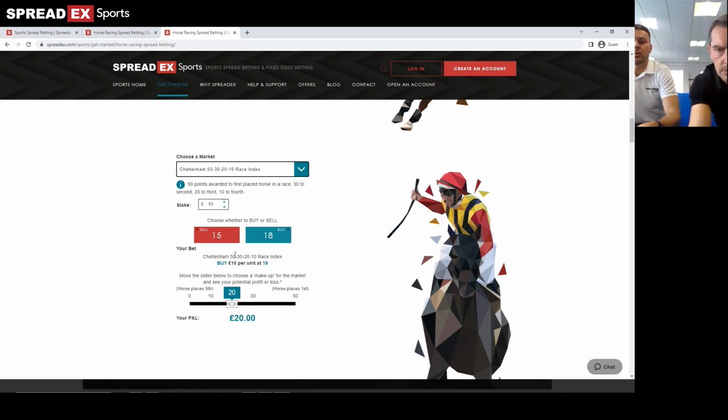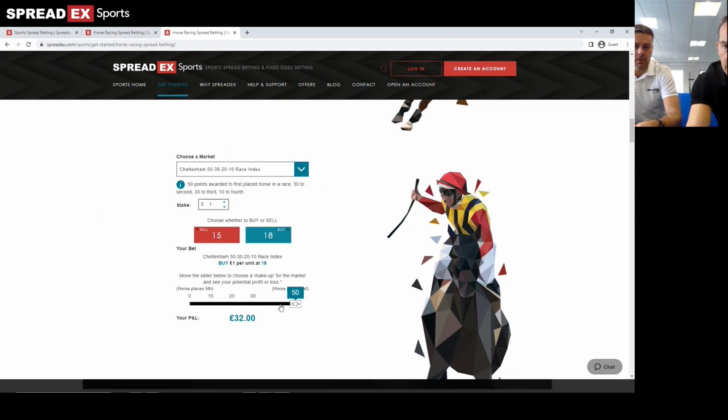Just to pick an example of a horse today in the first race, the Supreme Novice, I think Ilate Tomp is 15, 18 or maybe 16, 19. So that'd be a horse that's around that level. And then you can work through that calculator and see for a £1 stake exactly what you'd be winning or losing if you're buying or selling.